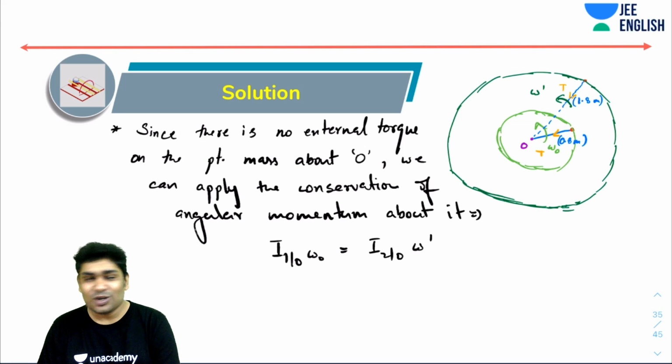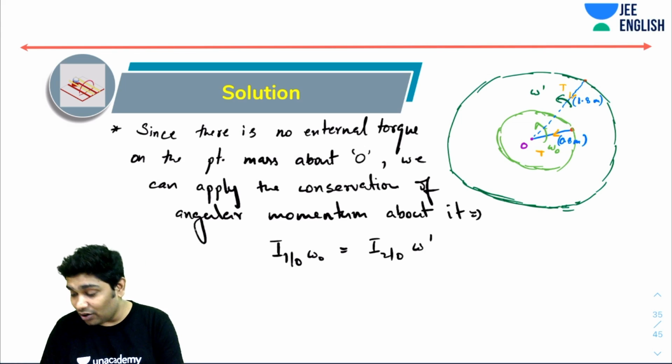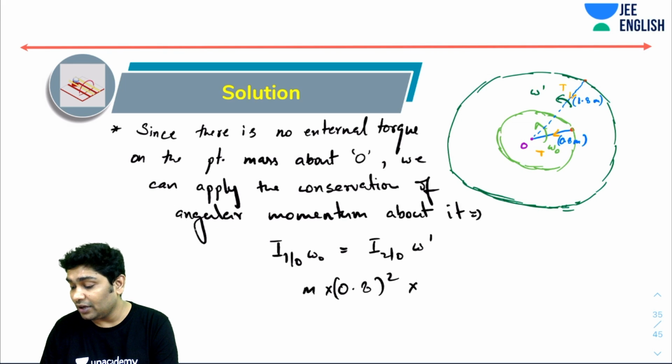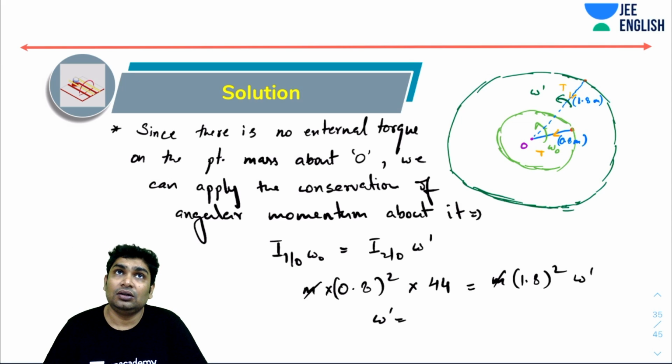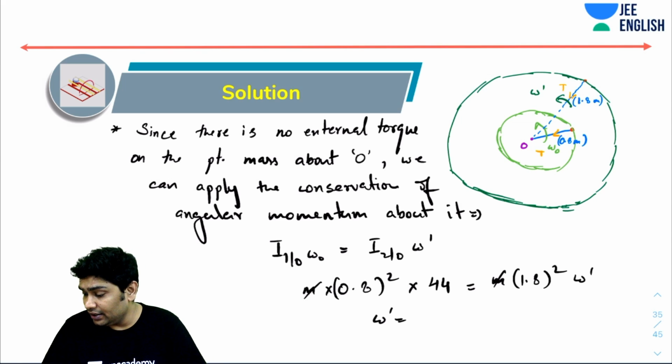So now it is nothing. I1 about O would have been m into 0.8 whole square into omega 1, which was 44. This would be equal to m times 1.8 whole square into omega dash. That's about it. So let's see what I am getting as omega dash. So this is 8 over 18, which is 2 by 9. 2 by 9 whole square into 44.